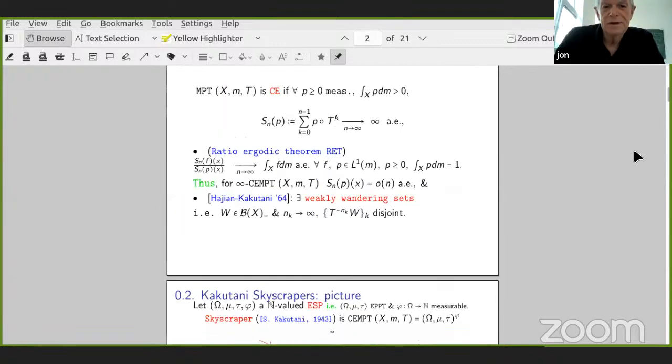Okay, next, we've got these weakly wandering sets. If you're dissipative, then you have wandering sets. But if you don't have a finite invariant measure, then you have sets of positive measure where a subsequence of translates is disjoint. And this is always the case. And there's a problem. This will create problems with all kinds of analogs of, shall we say, nice properties.